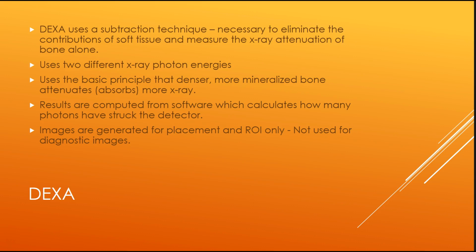It uses 2 different X-ray photon energies, and uses the basic principle that the denser, more mineralized bone attenuates more X-rays. The results are computed from software which calculates how many photons have struck the detector, and the images are generally generated for placement and region of interest, or ROI, placement only. They are not used for diagnostic purposes.